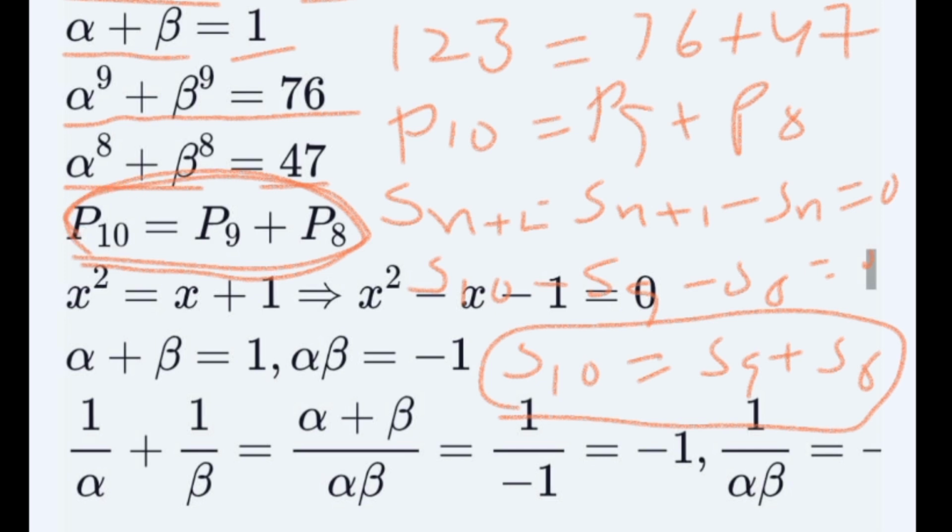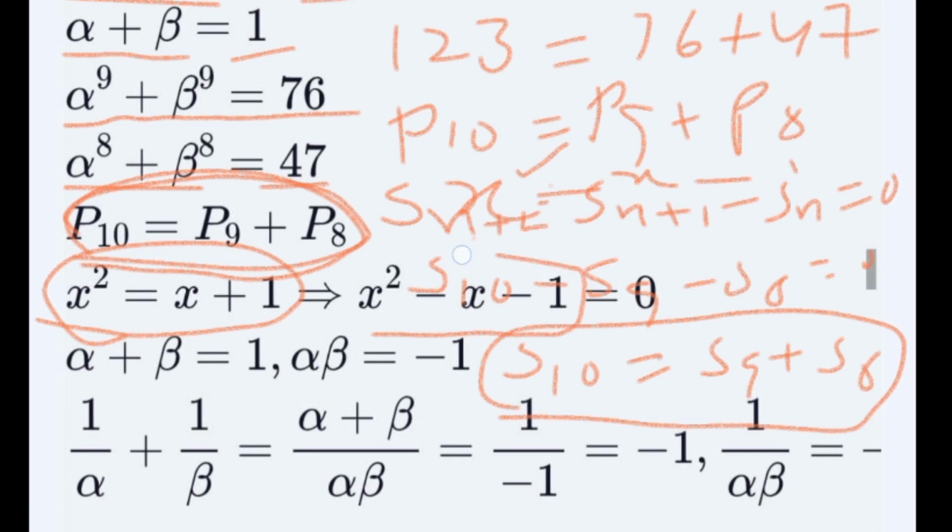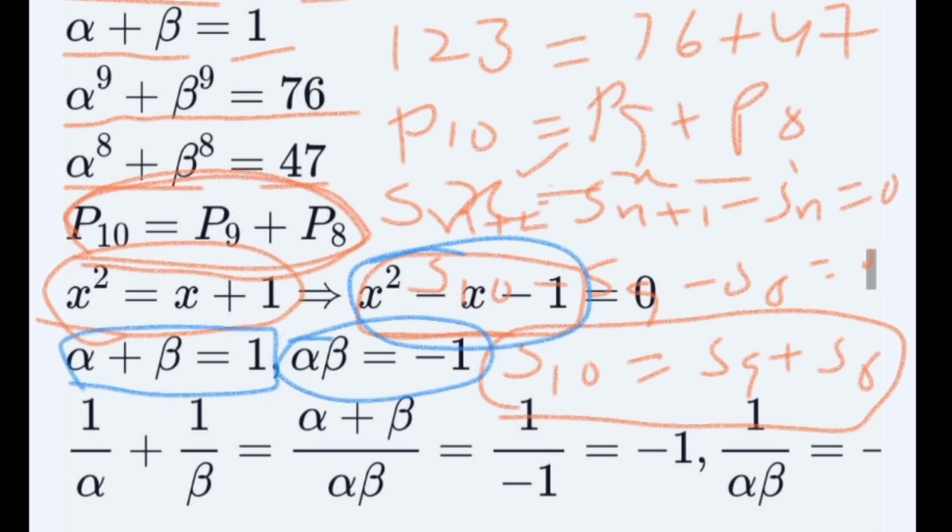Then what is the quadratic equation? Here x square, here x, here constant. So x square minus x minus 1 is equal to 0. That means x square is equal to x plus 1. Now x square minus x minus 1 is equal to 0. So this is the quadratic equation. So sum of the roots alpha plus beta is equal to 1. Product of roots alpha beta is equal to 1.